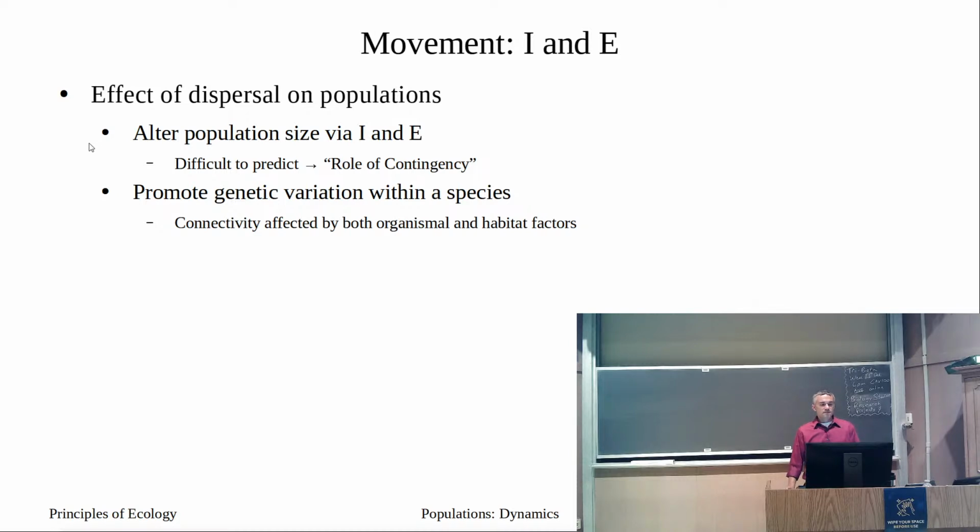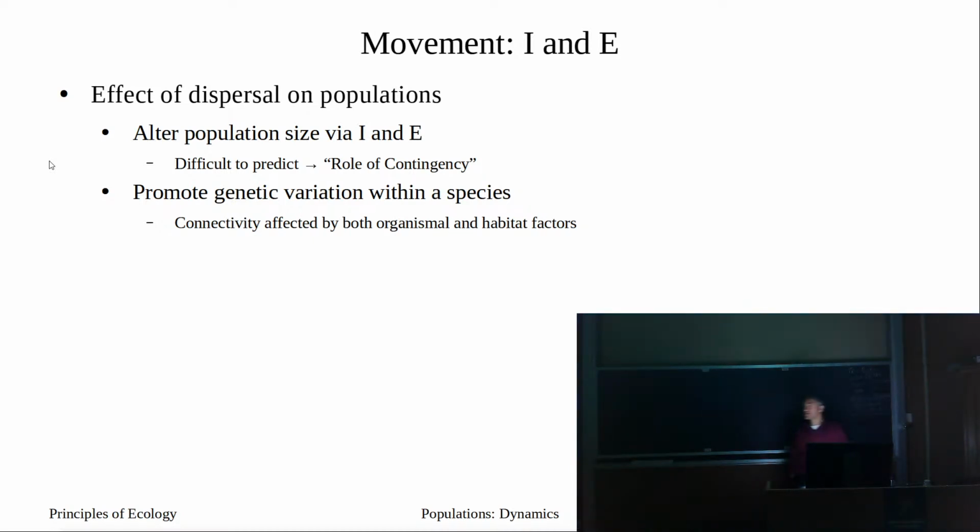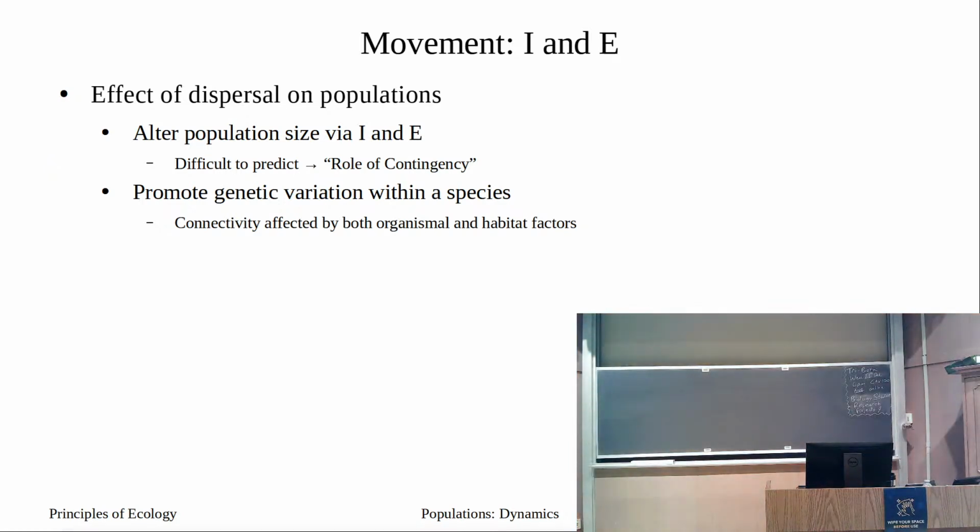All right, how does dispersal affect our populations? We already talked about the effect on population size. That effect was on immigration and emigration. All right, so if you have high rates of dispersal, it's going to affect I and E. But it's kind of difficult to predict how immigration and emigration will affect our population size in the end. All right, we might have an idea of certain percentages of individuals that move. All right, but it could vary from population to population.